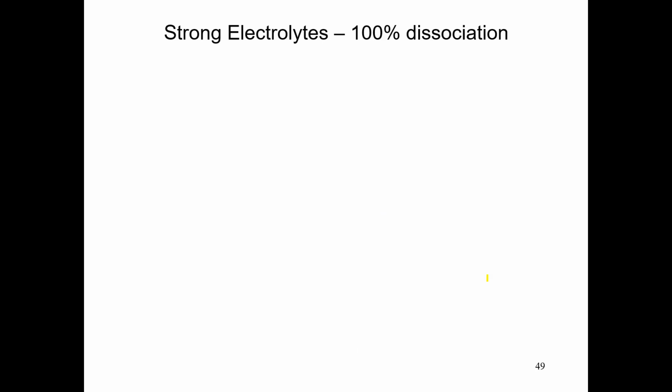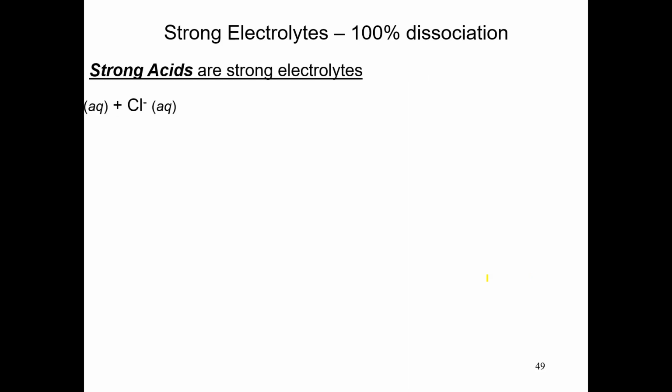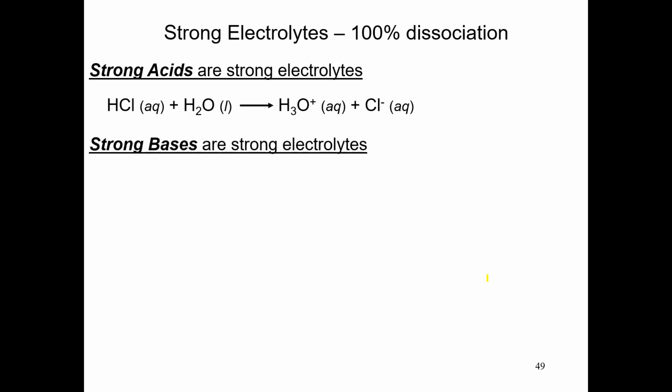Okay, strong electrolytes are substances that dissociate to 100%. In other words, every single item that goes into solution dissociates. So strong acids are strong electrolytes because, like HCl, they have a complete conversion into ions. You can see that because we write it with a single forward arrow. In the same way, strong bases are strong electrolytes. In the case of NaOH, when you dissolve it in water, it completely dissociates into sodium and hydroxide ions. We write a single forward arrow.